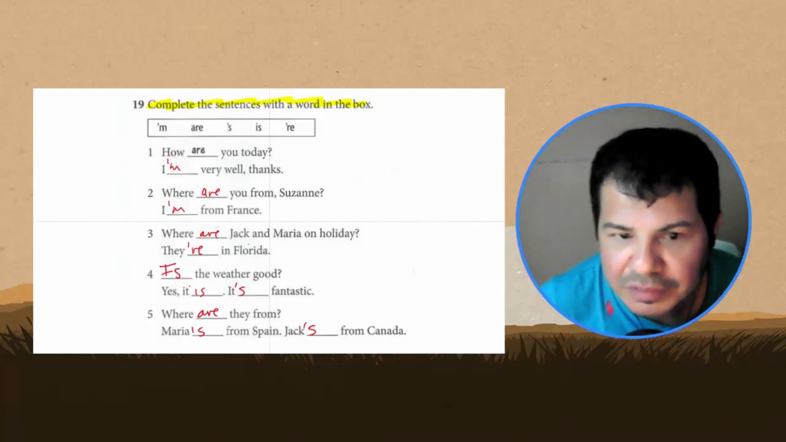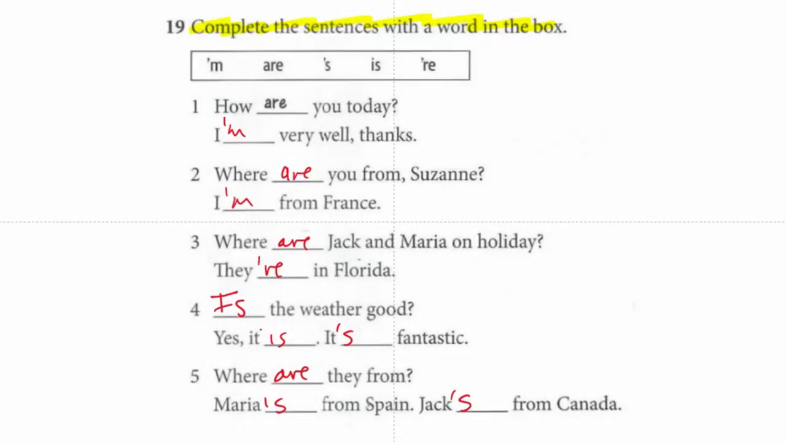Ok. Espero que esté gustando esto. Así de simple sería esta parte. Y espero que podamos continuar en la siguiente actividad. Vamos a la siguiente actividad.